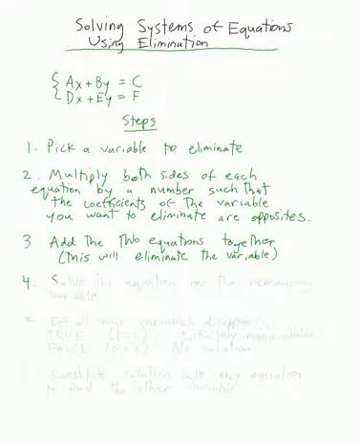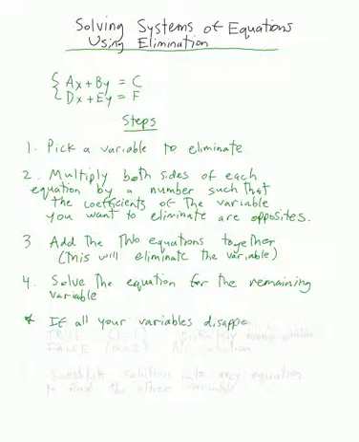So, step 4, you're going to solve the equation for the remaining variable. Now note, at this point, what might happen is that all your variables might disappear. So let me actually put that in a little star here. If all your variables disappear, then that means we have two cases. We either have a true statement or a false statement. A true statement such as 1 equals 1.